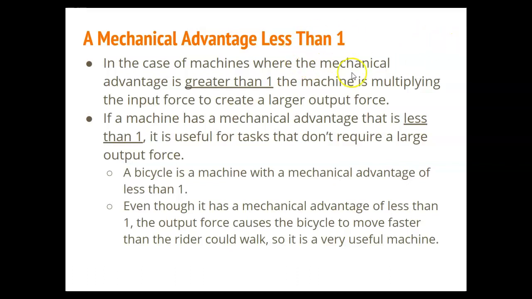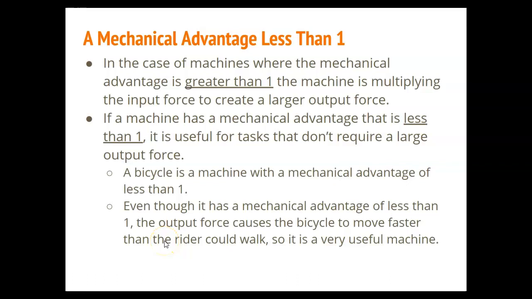So in the case of machines where mechanical advantage is greater than 1, the machine is multiplying the input force to get a larger output force. However, if a machine has a mechanical advantage of less than 1, it's useful for tasks that don't require a lot of output force. A bicycle is a great example of that. It's a machine with a mechanical advantage of less than 1.